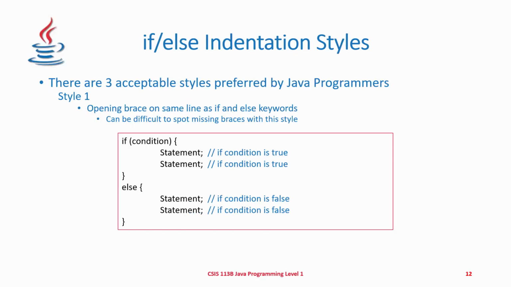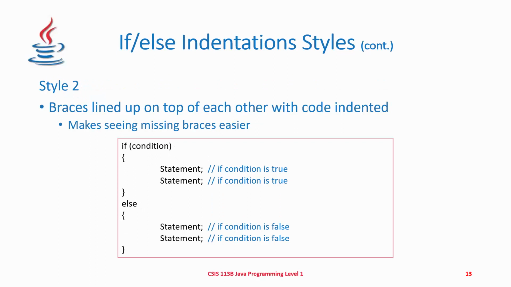There are several ways that you can indent your if conditions and your else responses. Here's the first style, and you'll notice that in this case we're putting the opening curly brace right after the if condition and then right after the keyword else. Otherwise it's pretty much the same. You've got two statements and the closing curly for each case. Here would be the second style. Now we've got that open curly brace underneath of the if and underneath of the else. Everything else remains the same.